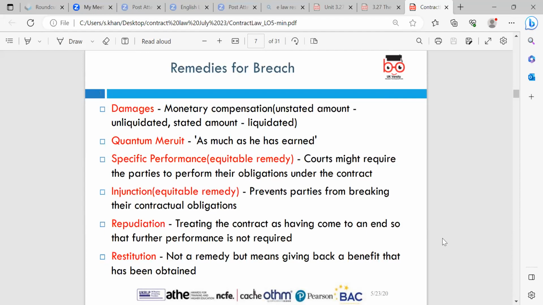Specific performance is an equitable remedy where the courts might require the parties to perform their obligations under the contract. Injunction, where it's an equitable remedy again, where it prevents the parties from breaking their contractual obligations. Repudiation, so this is treating the contract as having come to an end so that further performance is not required. And restitution, so not a remedy but means giving back a benefit that has been obtained.